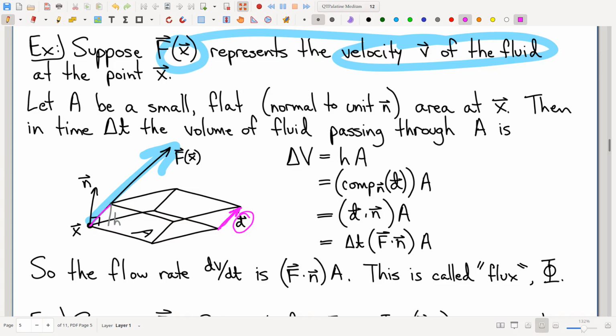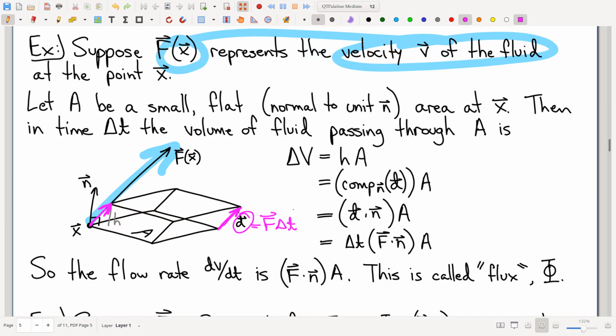And so you can see the d vector is parallel to f of x. And f being velocity, d being displacement, what's the relationship? It's pretty straightforward. Displacement is literally just velocity times time. So this d is f delta t. Everybody willing to buy that?